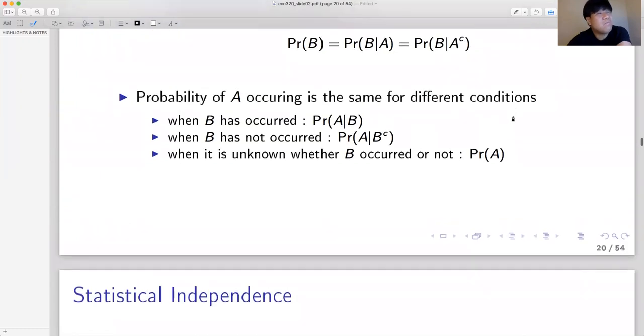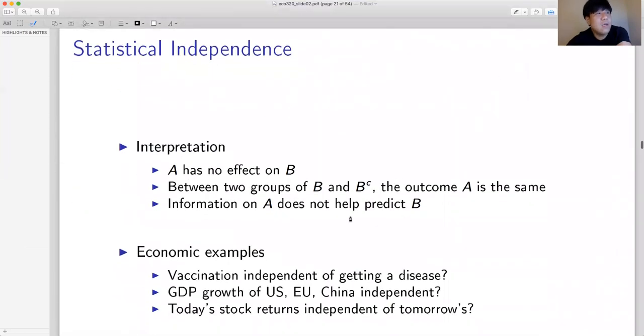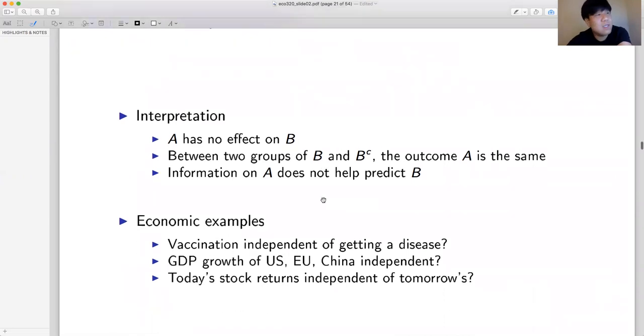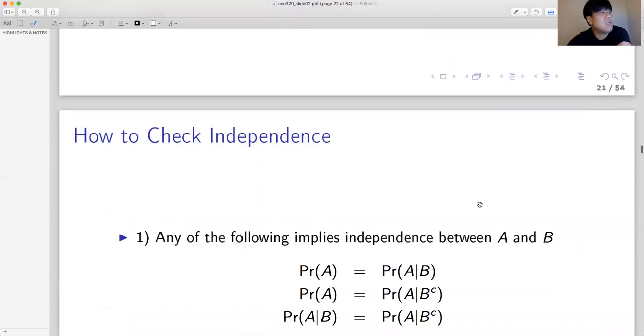So maybe in previous statistics courses, you have learned that if this is true, they are statistically independent, but in economics, if they are independent, this is how you interpret it, okay? So conditioning on something doesn't affect anything. That means they have nothing to do with each other. So these are some of the examples. Vaccine independence of getting disease. So whether you get vaccination or not, does that affect disease? Or is GDP growth independent? Is today's stock return independent of tomorrow's? Those are some economic examples.